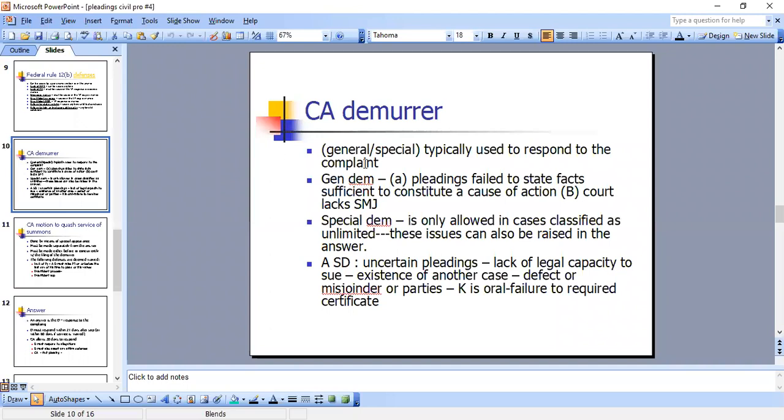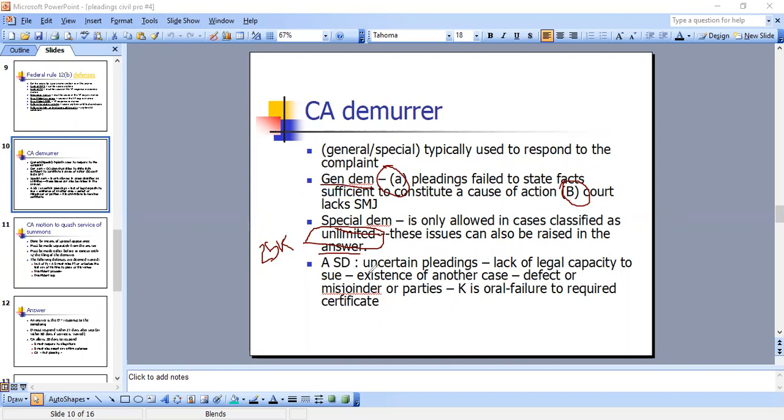Now the California demurrer, general or special, is typically used to respond to the complaint. A general demurrer: the pleadings fail to state facts sufficient to constitute a cause of action. Remember, they want fact pleading there. Or the court lacks SMJ. So this is when you would do a general demurrer, when either A or B takes place. Now, a special demurrer is only allowed in cases classified as unlimited. Remember, unlimited cases have to be $25,000 or more. Those are the unlimited. These issues can also be raised in the answer.